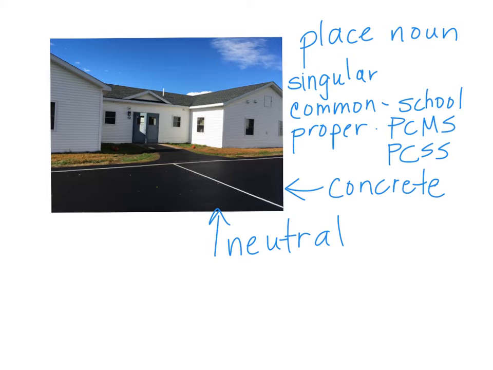So this photograph of a place is a singular building. Its common name is school. Its proper name is PCMS or PCSS. It is a concrete noun because you can see it, you can touch it, you can walk in it. And it does not have a collective noun that goes with it, and it is neutral because it does not have a masculine or feminine gender.